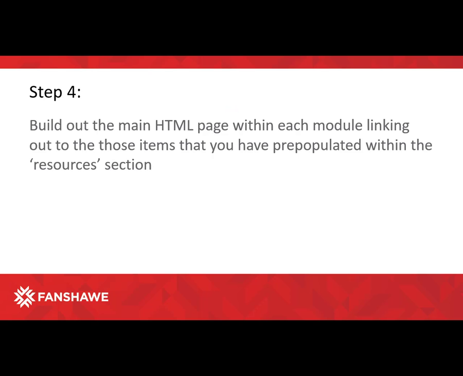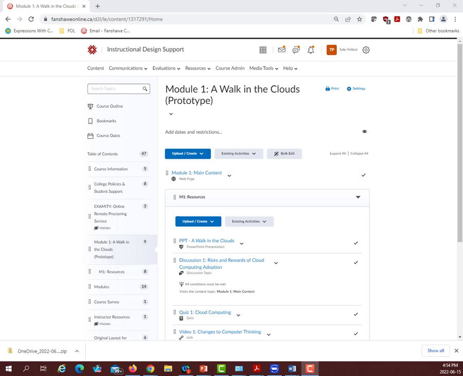Step 4. Build out the main HTML page within each module, linking out to those items that you have pre-populated within the resources section. For this demo, let's complete step 4 for module 1 of the Cloud Computing and Security course. To do so, let's click into module 1 and then open the HTML page, which is where the students will find the main content.